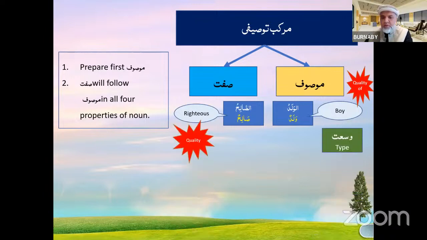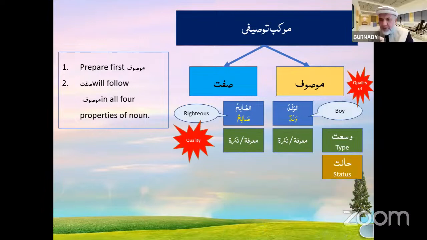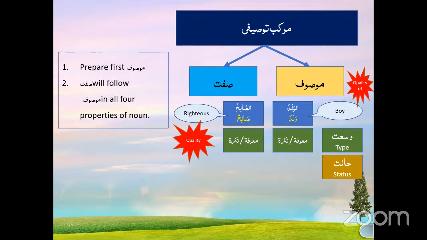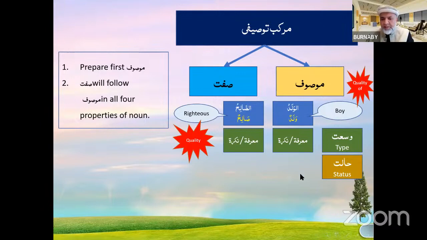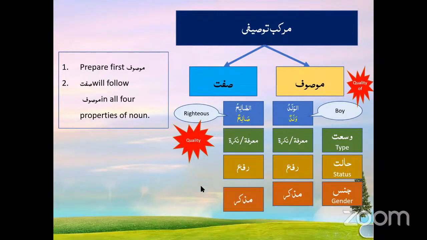So then do we have to deal with the four properties? Yes. Marifa, nakira. If the mawsuf is marifa, the sifa has to be marifa. If the mawsuf is nakira, the sifa has to be nakira. And the halat will also be the same. If mawsuf is rafa, the sifa has to be rafa. In other words, in all four properties of noun, they have to follow each other. Okay.